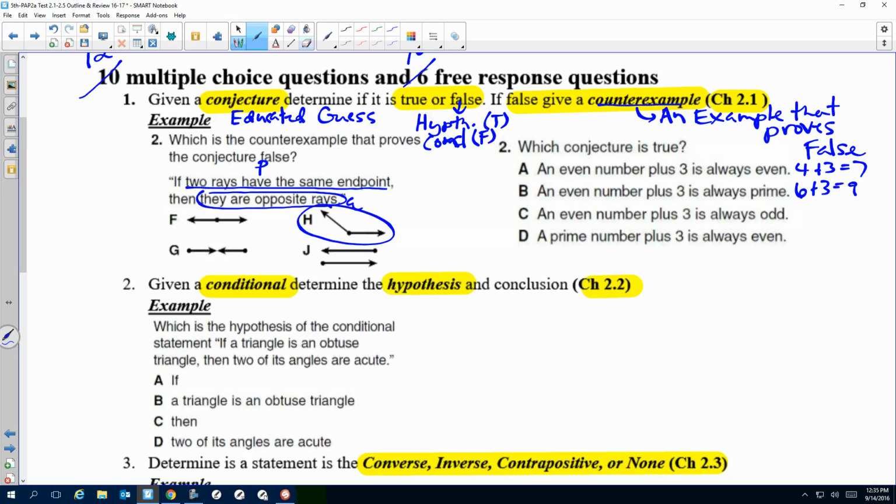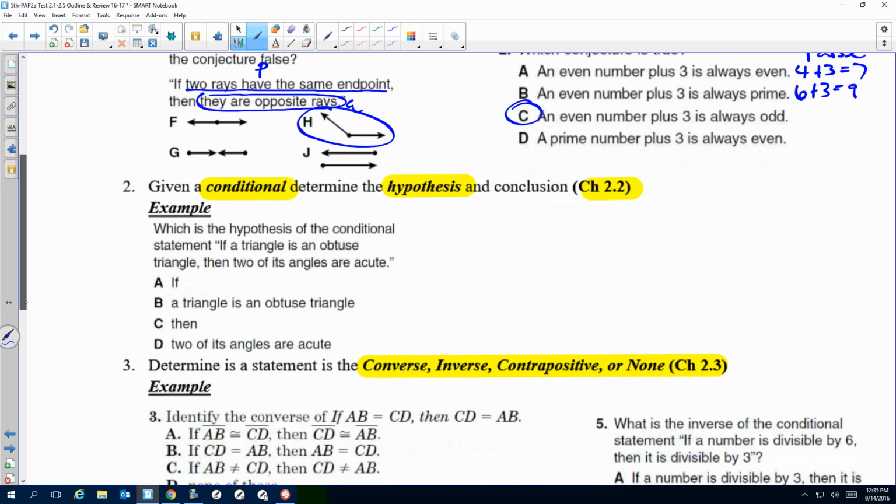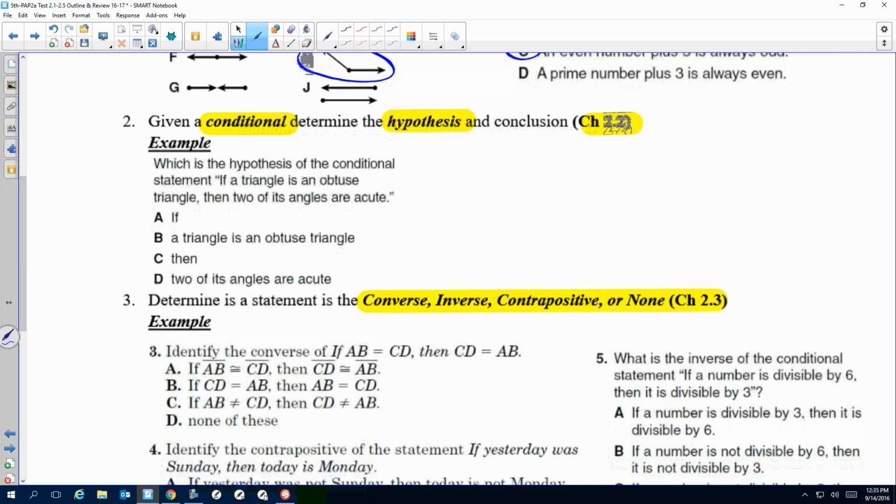Okay? All right, an even number plus 3 is always odd. Yep, there it is, true. Okay? True. All right, then we have making sure you understand a conditional. That means that it will be in your form P, then Q. P implies Q, that's your symbol.